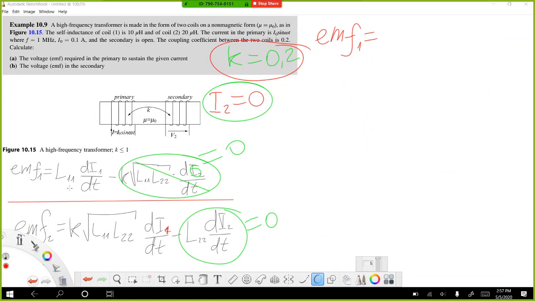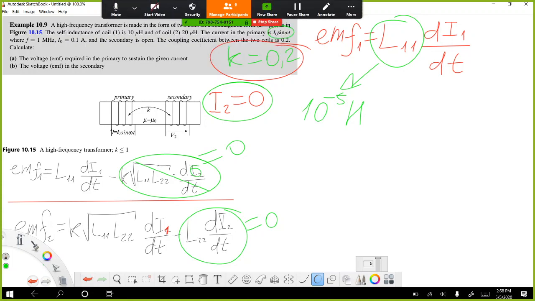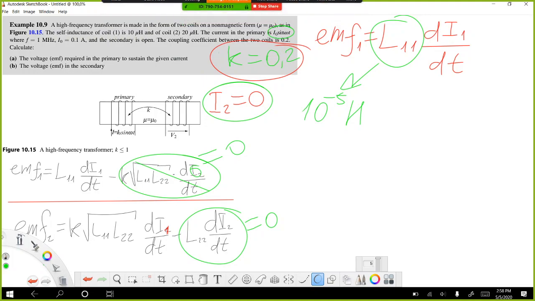So from the first equation we can write the expression for electromotive force 1, which is equal to L11 di1 over dt. The self-inductance of the primary coil is given as 10 microhenry, which is 10 to the minus 5 Henry, and I1 is given as I0 sine omega t, where f is equal to 1 megahertz.